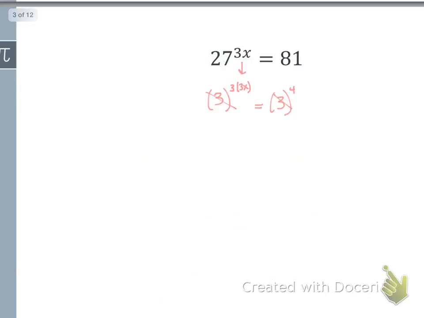Once I have the same bases, I just look at their powers. 3 times 3x gets me 9x equals 4. Divide by 9. So this time x is equal to 4/9.